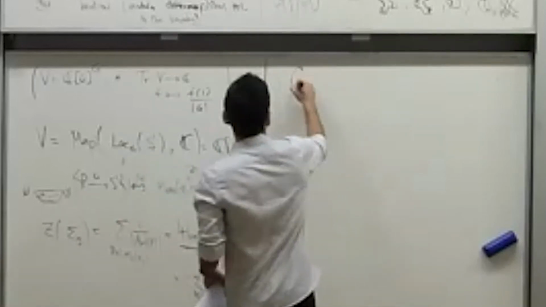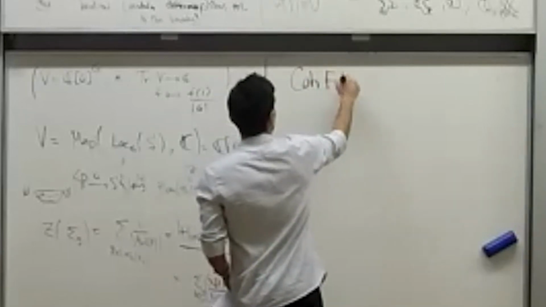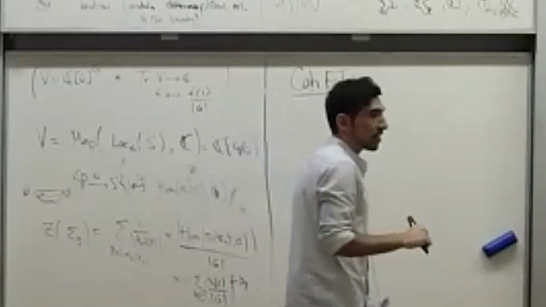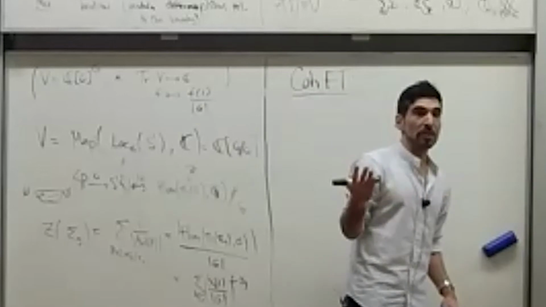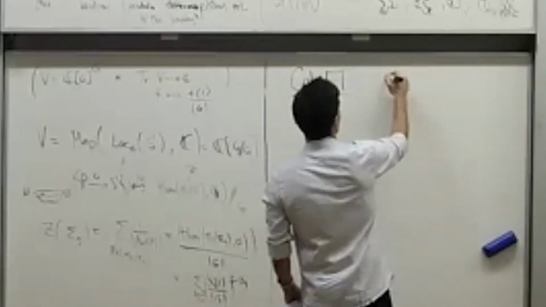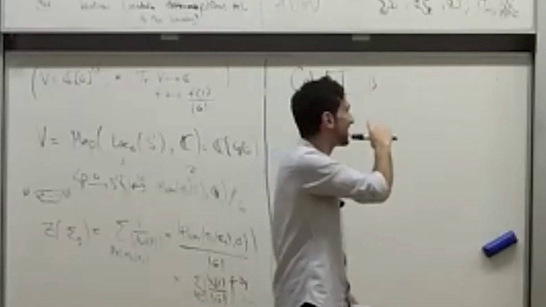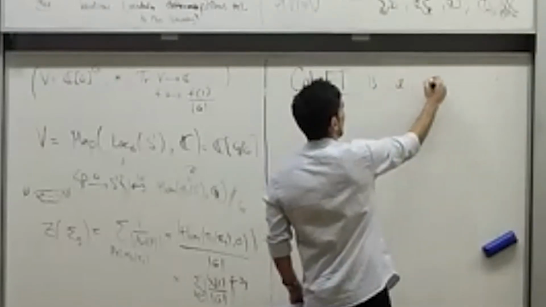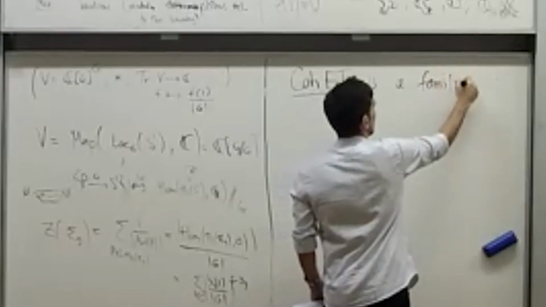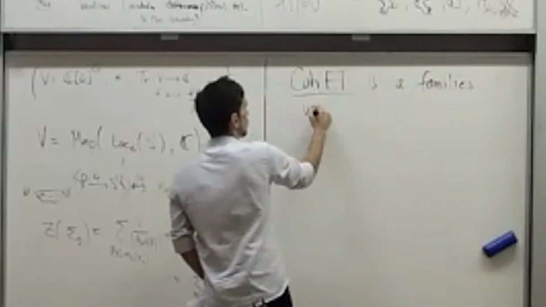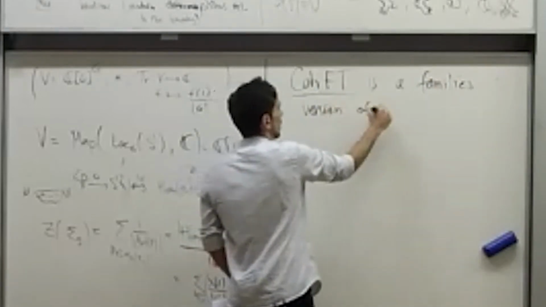So, a cohomological field theory, in a nutshell, is a parameterized version of a TQFT, a families version of the TQFT.